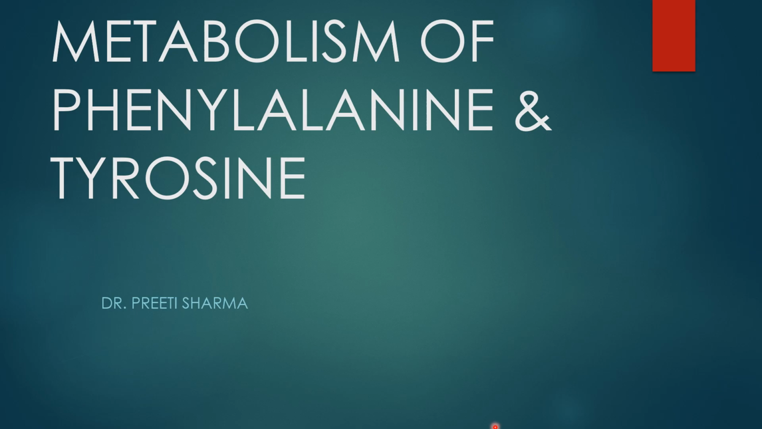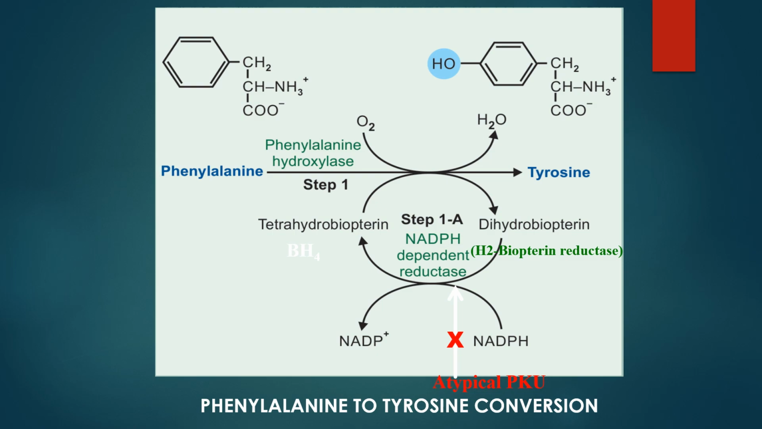Good morning. Let's discuss the metabolism of phenylalanine and tyrosine. They belong to the group of aromatic amino acids, and the only benefit of phenylalanine is that it is converted into tyrosine. So in this diagram, we'll see how phenylalanine is going to be converted into tyrosine.